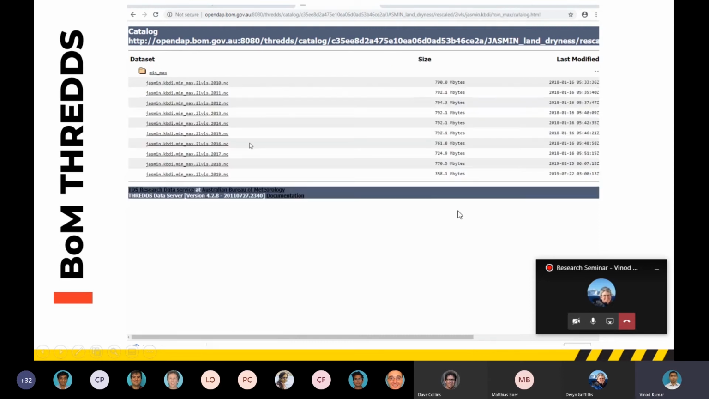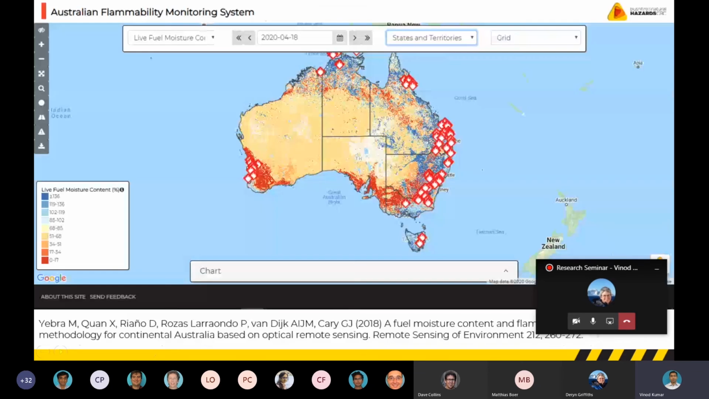Okay, so moving on to the next slide. There are two parallel projects funded by the CRC. One is our project to determine soil moisture at high resolution, and also there's a group working at ANU, led by Marta Yebra at the ANU, to develop live fuel moisture content data.